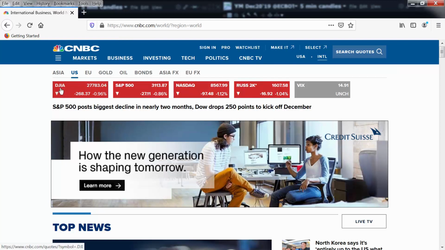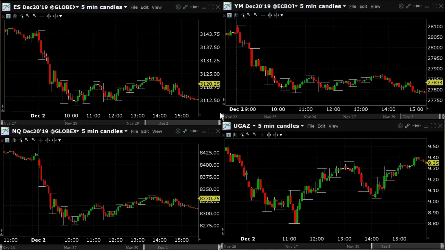This DJIA is the YM. It's the Dow Jones Industrial Average. This S&P 500 is the ES. It's the S&P 500 index. And the one that says NQ is the Nasdaq. That's the Nasdaq index. These all represent stocks. This one represents 30 stocks. This one represents 500 stocks. And this one represents the entire Nasdaq market of stocks. So let's go back to the charts.